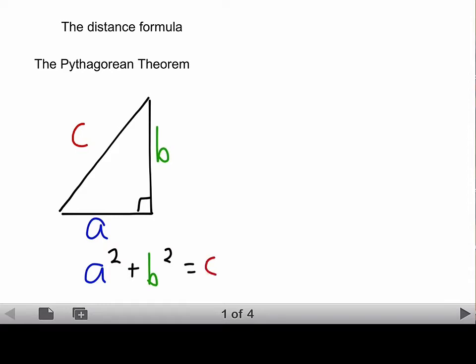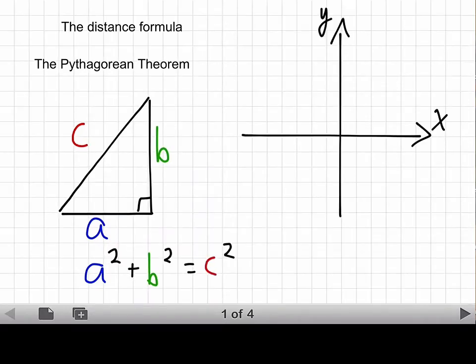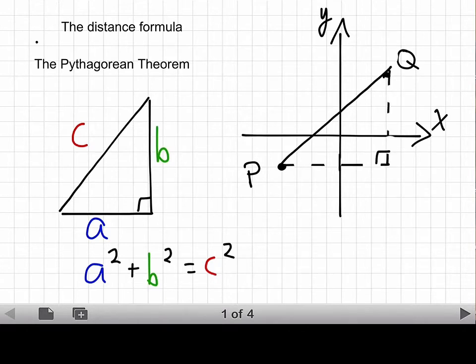Now, taking this idea to the coordinate plane, if we want to know the distance between 2 points, say P and Q, then we can form a right triangle whose legs are the vertical and the horizontal distances between the points. So let's label the points. P is going to be, let's say, (x1, y1), and Q is going to be (x2, y2).